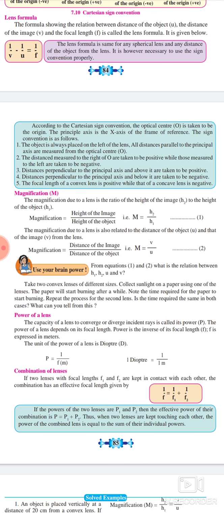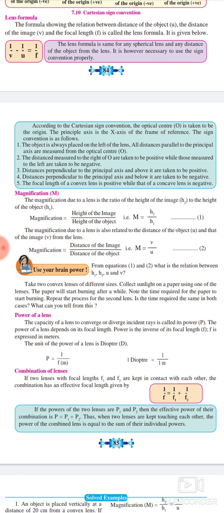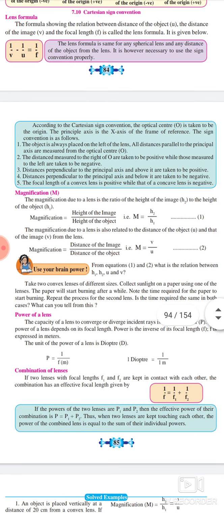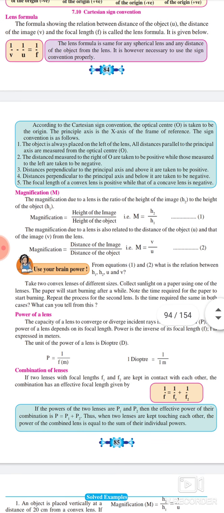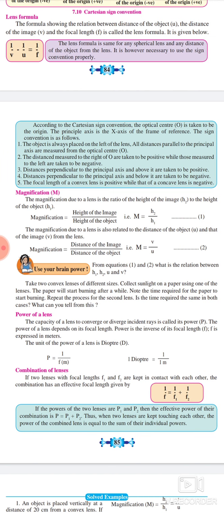So what is the formula of magnification for distance? Magnification is equal to distance of image upon distance of object, that is m is equal to v upon u. Now see children, from equation 1 and 2 the left hand side is equal. So the right hand side can also be made equal, that is h2 upon h1 is equal to v upon u. We can write it here. Okay children.